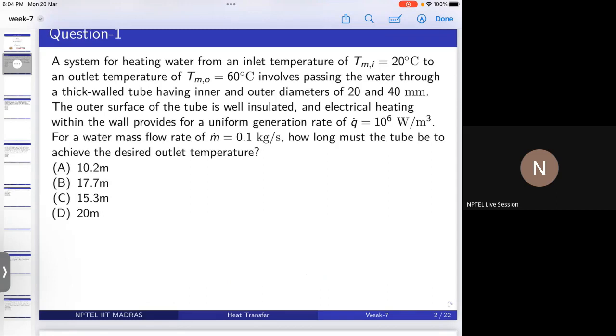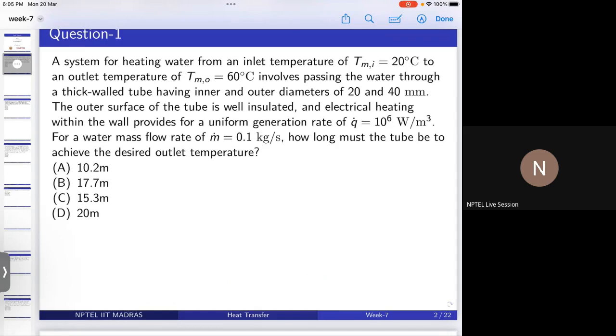We have a system for heating water from an inlet temperature of 20 degrees Celsius to an outlet temperature of 60 degrees Celsius, by passing the water through a thick walled tube having inner and outer diameters of 20 and 40 mm respectively. The outer surface of the tube is well insulated, and electrical heating within the wall provides a uniform heat generation rate of 10^6 watt per meter cube. The mass flow rate of water is also given. How long must the tube be to achieve the desired outlet temperature? You can start doing it, and after that we will discuss.